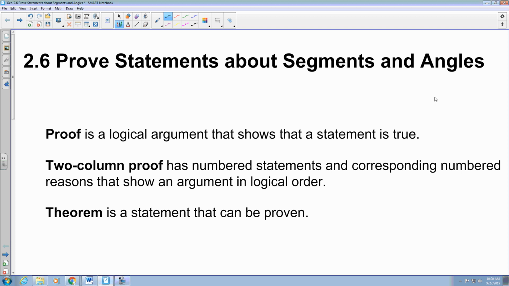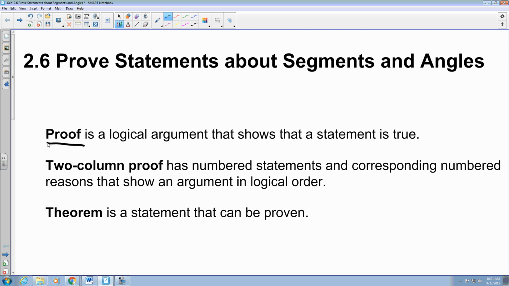All right, we're in section 6.2 where we are going to prove statements about segments and angles. So when we looked in 2.5, we talked about different reasonings or different properties that allowed us to solve specific equations. Those are the building blocks that allow us to do what is called a proof. And a proof is a logical argument that shows that a statement is true.